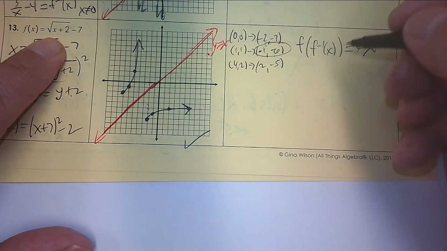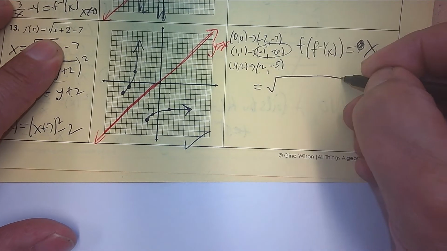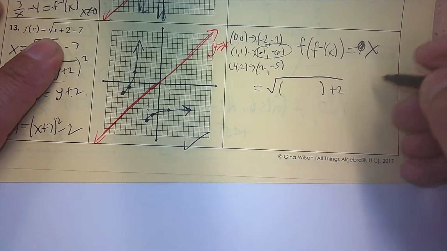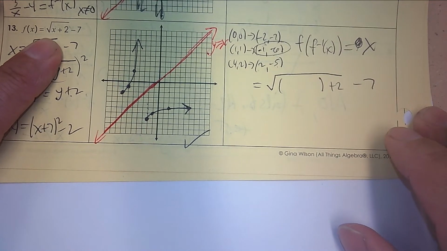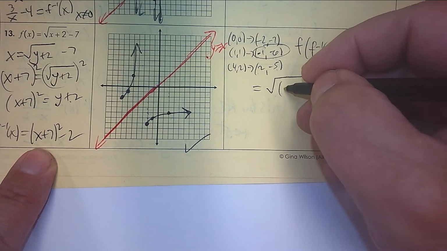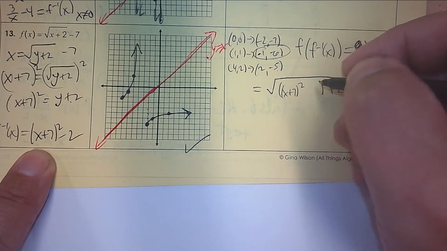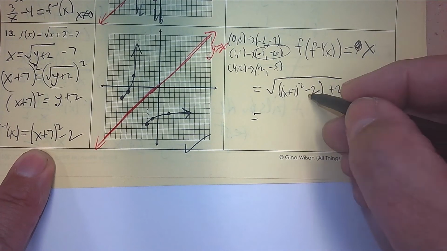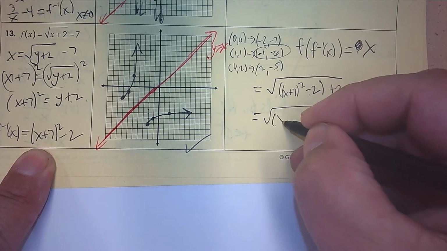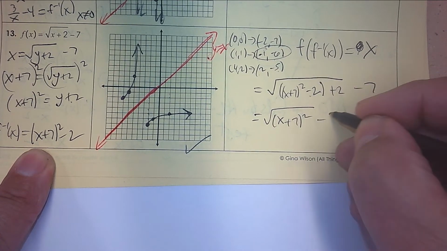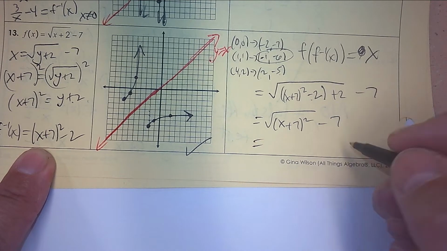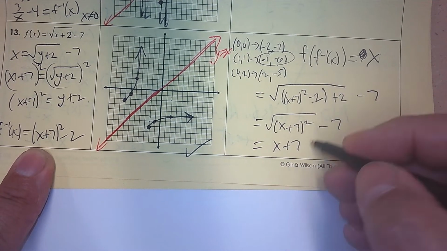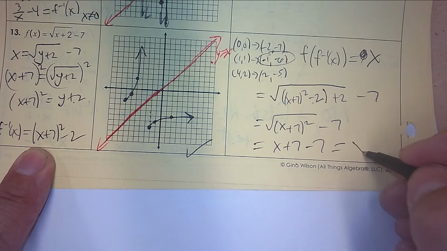So we started with the square root of that. Now I'm going to plug in my inverse, which is x plus 7 squared minus 2, and I want to see if this simplifies to x. So negative 2 and plus 2 leave me with the square root of x plus 7 squared minus 7. The square root and the square undo each other, so I have x plus 7 because they're inverses. So I have x plus 7 take away 7, and then 7 take away 7 leaves me with x.